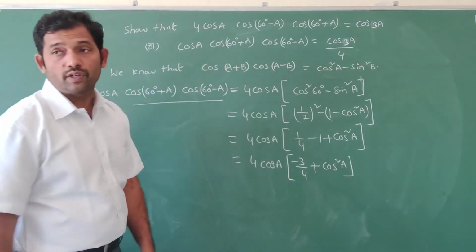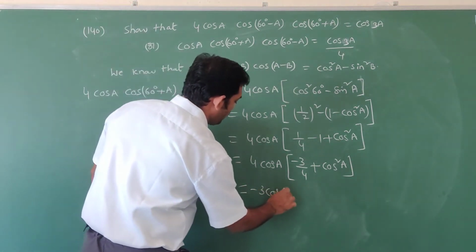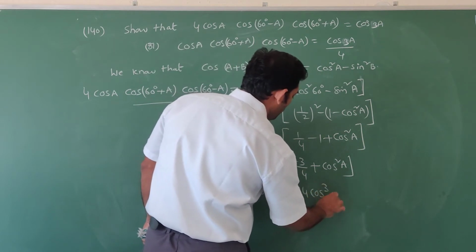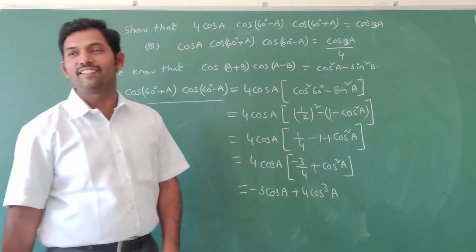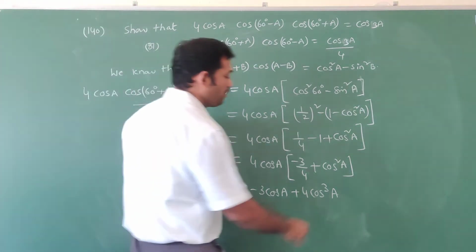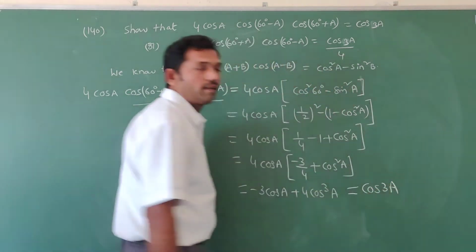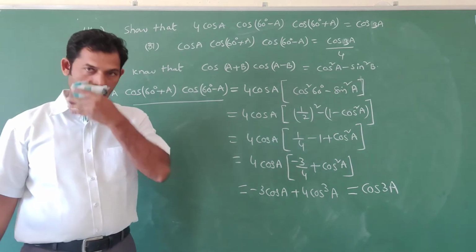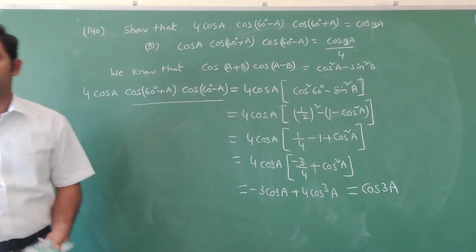Again multiply with 4 cos A. What happens? Minus 3 cos A plus 4 cos cube A. So 4 cos cube A minus 3 cos A is nothing but cos 3A formula. Understand? Note down fast.